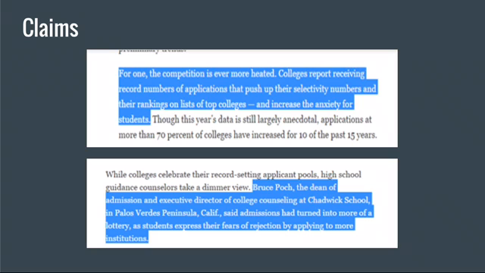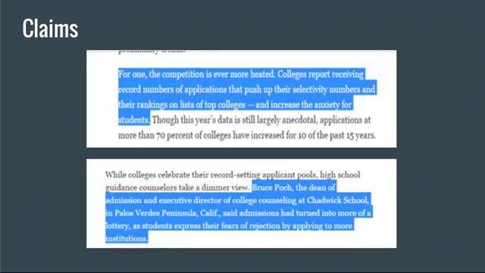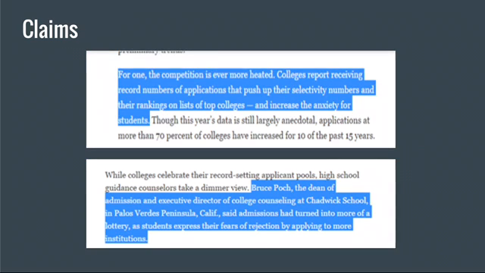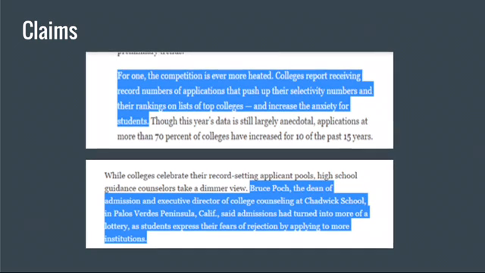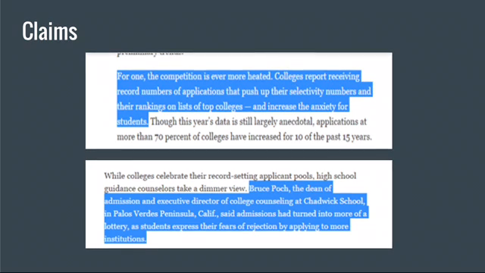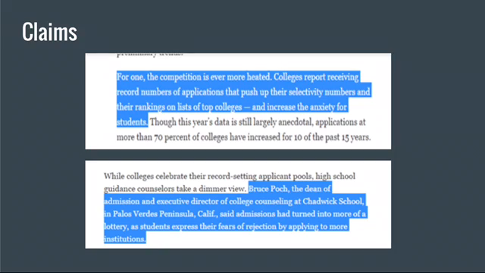These are claims throughout the essay. For one, the competition is ever more heated. Colleges report receiving record numbers of applications that push up their selectivity numbers and their rankings on top of college lists and increase the anxiety for students. This is a claim that the author makes on his thesis and his topic.